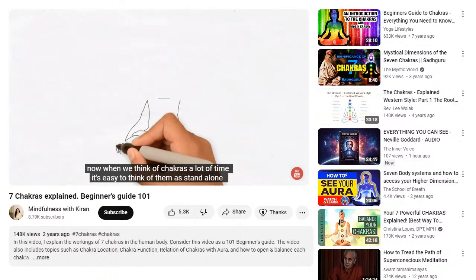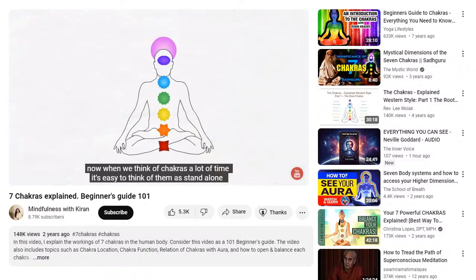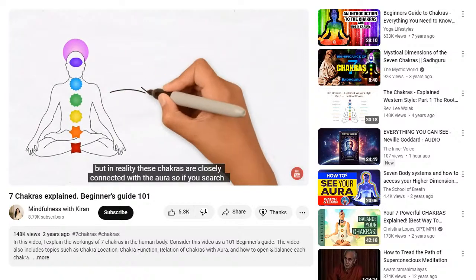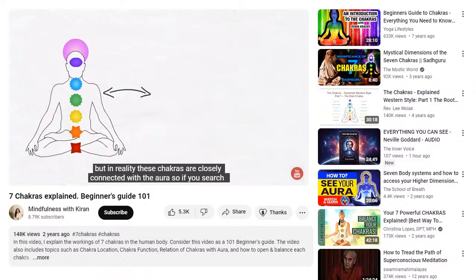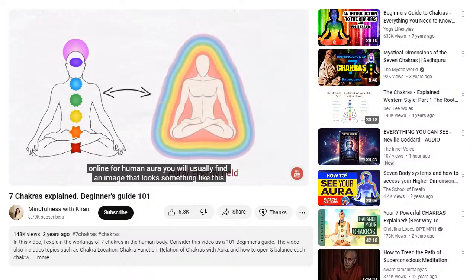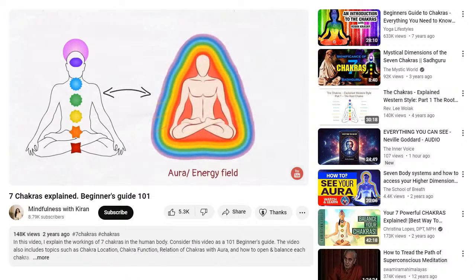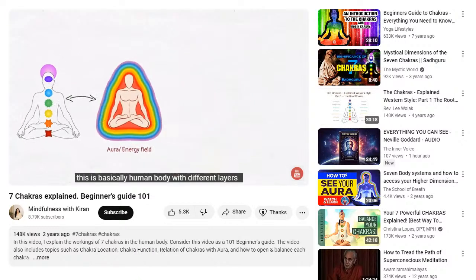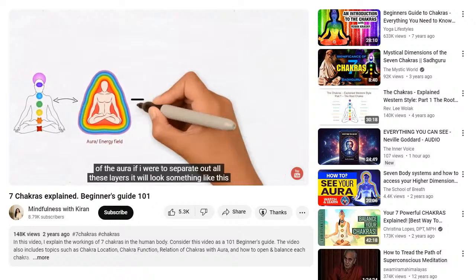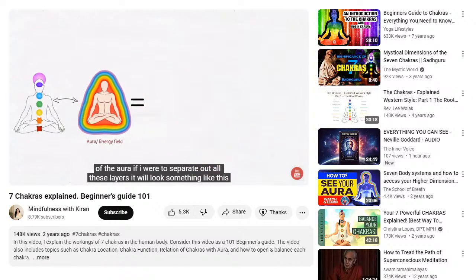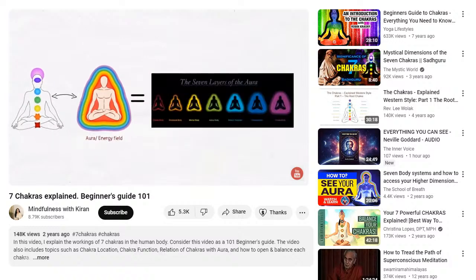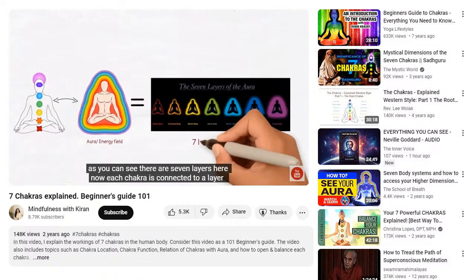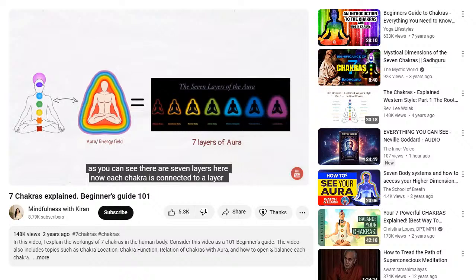Now, when we think of chakras, a lot of times it's easy to think of them as standalone. But in reality, these chakras are closely connected with the aura. So if you search online for human aura, you will usually find an image that looks something like this. This is basically a human body with different layers of the aura. If I were to separate out all these layers, it will look something like this. As you can see, there are 7 layers here.